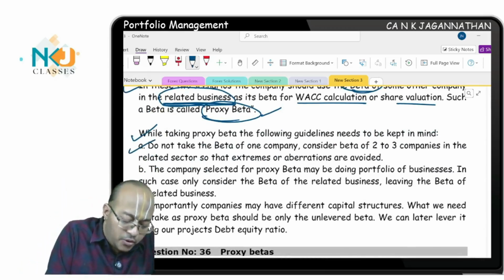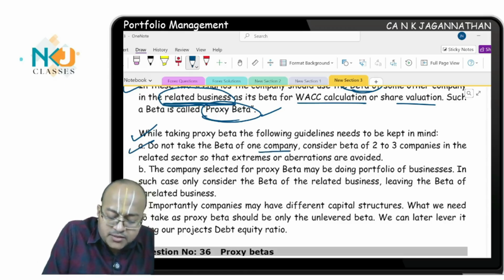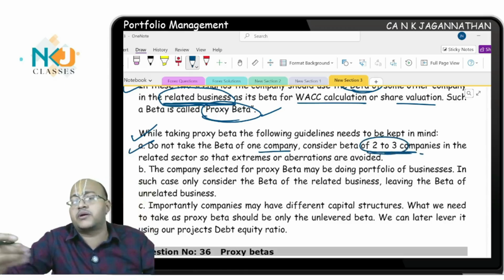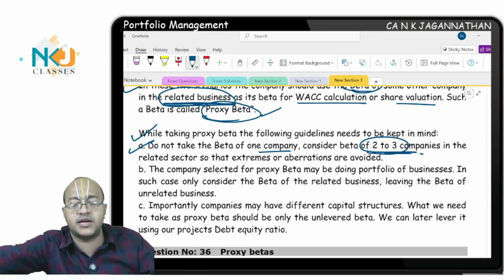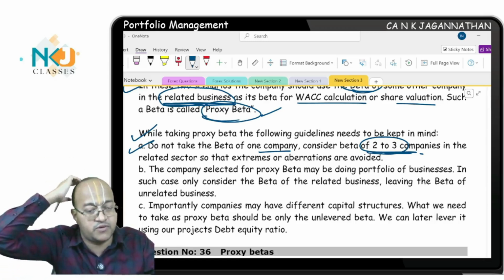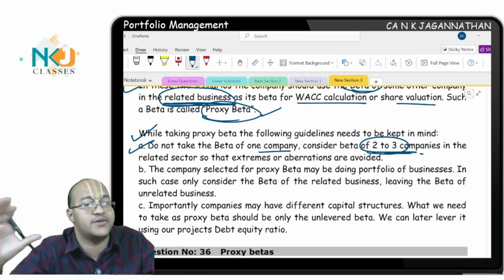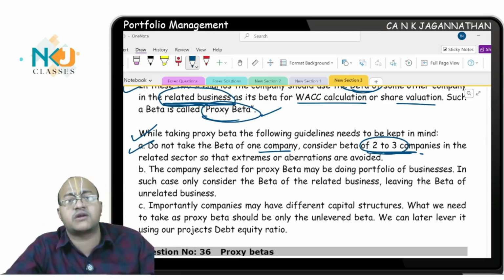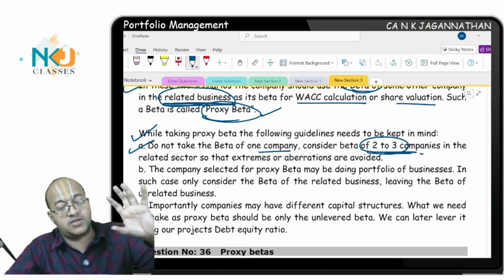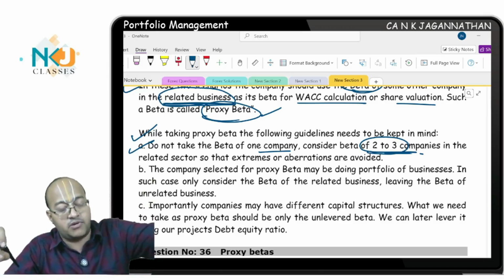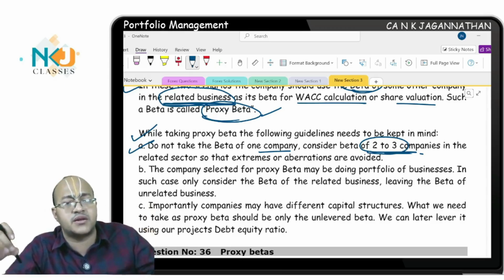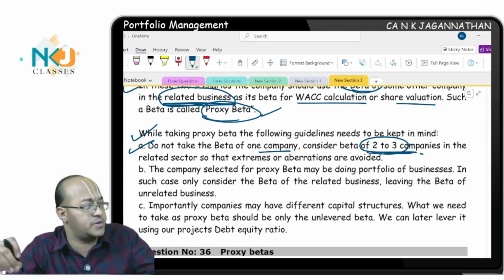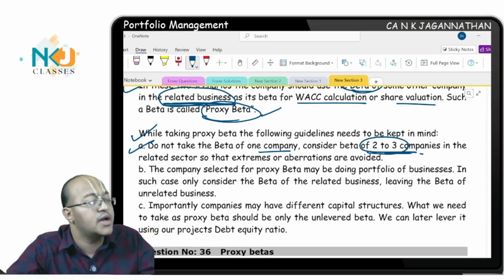So see, first, point number A: do not take the beta of one company, consider the beta of 2-3 companies as an average. For example, if you want to enter into the new steel sector, you cannot consider Tata Steel alone, or one company alone which is in that sector, and take it as representative. Whenever you are taking a representative, always consider an average, simple average or weighted average, whatever is given in the question. Assume 3 same type of companies' data is given, you will consider those 3 numbers and divide by 3, or if 5 companies' data is given, divide by 5. Like that you do a simple average and find out the average beta.